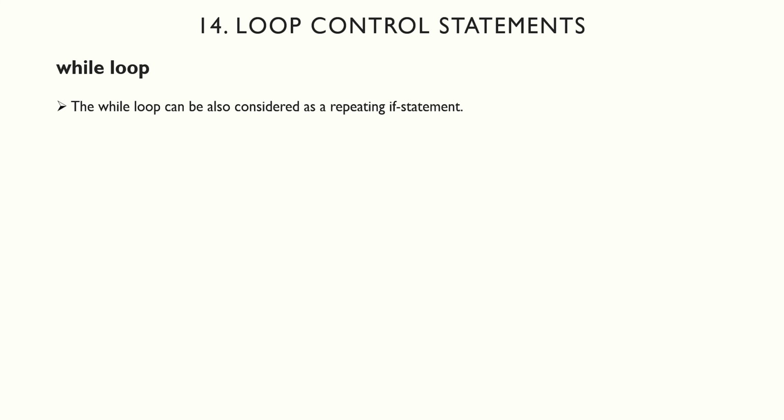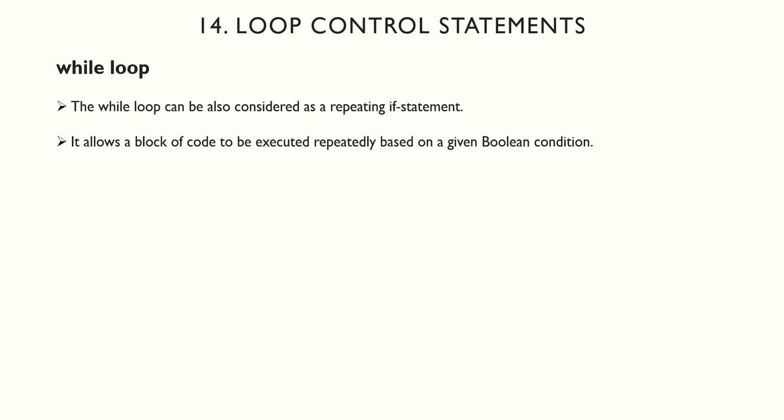While loop. The while loop can also be considered as a repeating if statement. It allows a block of code to be executed repeatedly based on a given Boolean condition. If the condition is true, the while loop block executes. Otherwise, the block of code is not executed.